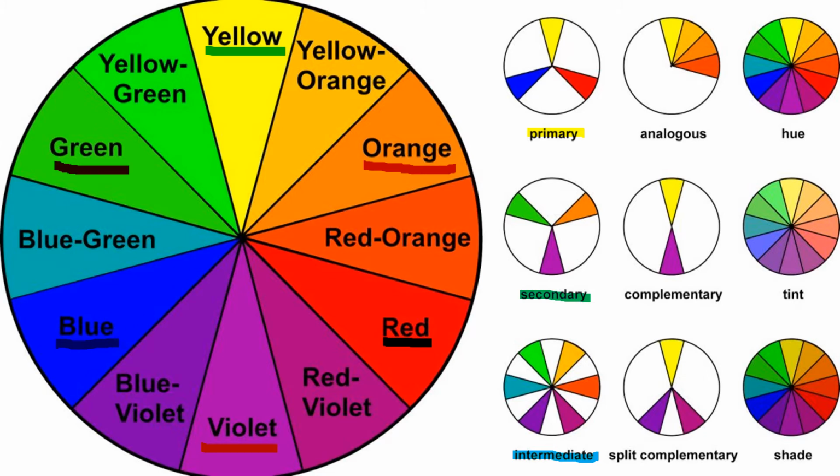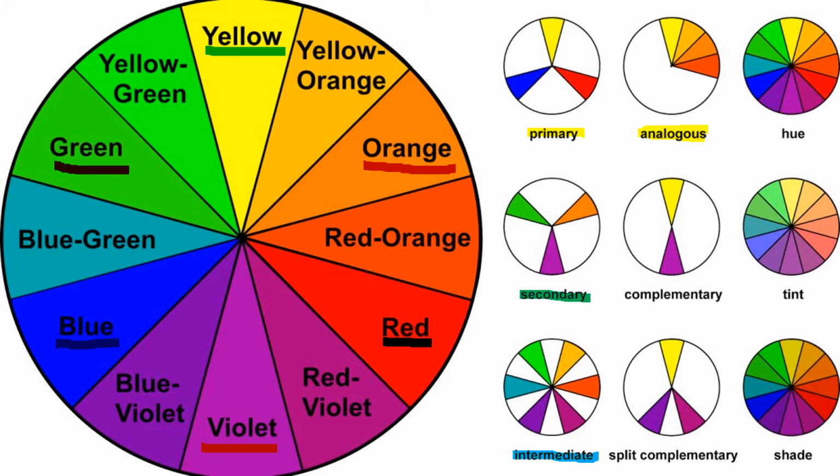Now, there are two other terms about colors I want you to know by the end of this lesson. And that is the analogous colors. Analogous colors are the colors that blend into each other. So think about the yellow orange, the red orange, the red. Or your blue violet, red violet, and red. They kind of blend into each other. Those are analogous colors.